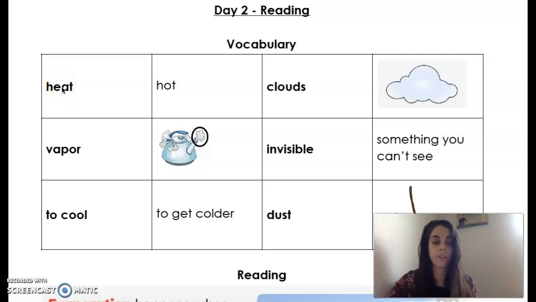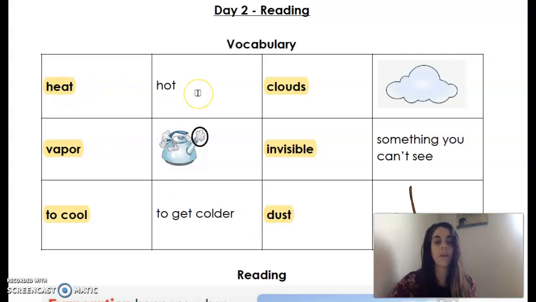Please repeat the words heat, vapor, to cool, clouds, invisible, dust.